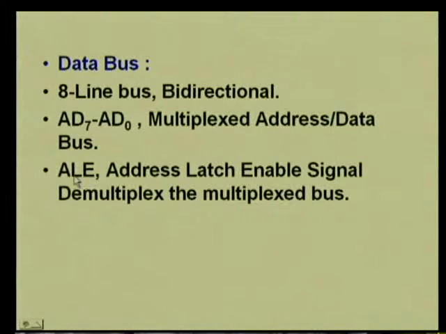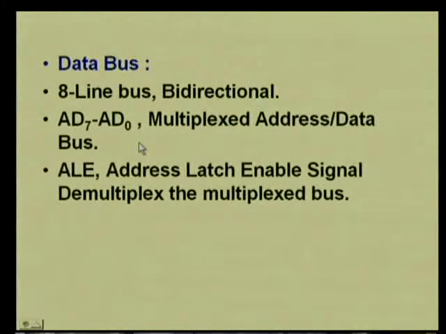Here the address latch enable signal can demultiplex the multiplexed address bus. When this address latch enable signal stays high, the information over this multiplexed bus corresponds to address. If this address latch enable signal goes low, then the information over the multiplexed bus corresponds to data. So with the help of the address latch enable signal, the lower order address as well as data of the multiplexed bus can be demultiplexed.